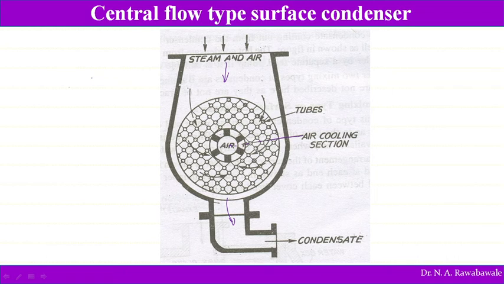So the working principle is the same. When steam comes into this condenser, it surrounds these tubes and cold water is passed through these tubes. So heat from steam is transferred to the cooling water and the steam gets condensed and is collected at the bottom of the condenser, and that condensate is extracted using an extraction pump, whereas the air present in the steam is passed through a passage made at the center. Therefore it is called a central flow type of surface condenser.